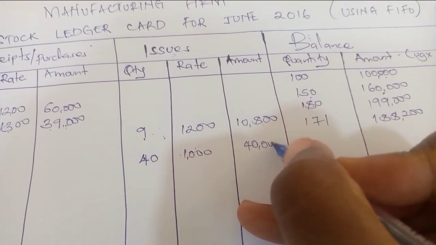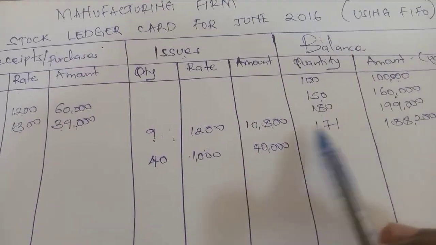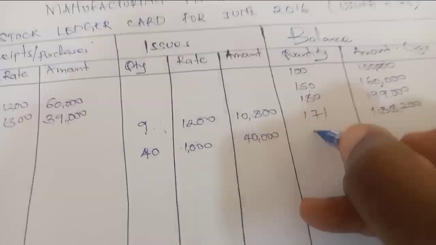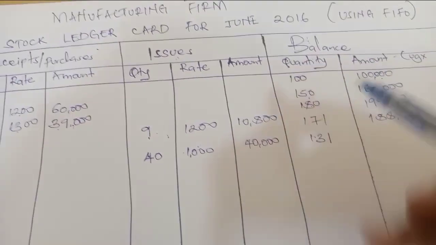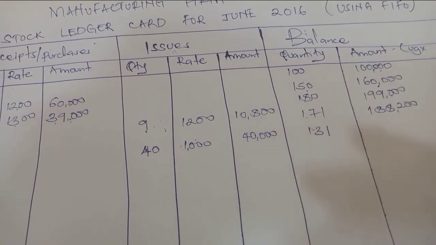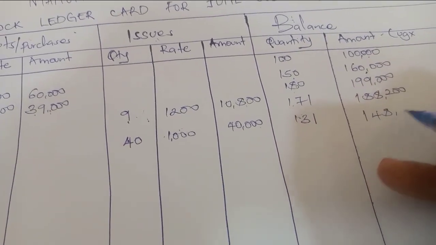Then the quantity, it's going to be this minus this. Since it's an issue, we subtract this minus this, so it will be 131. Then the balance, it will be this minus this, so it will be 148,200, like that.